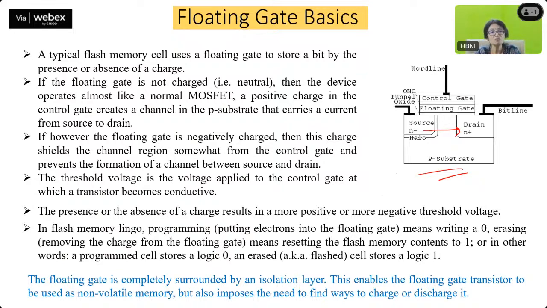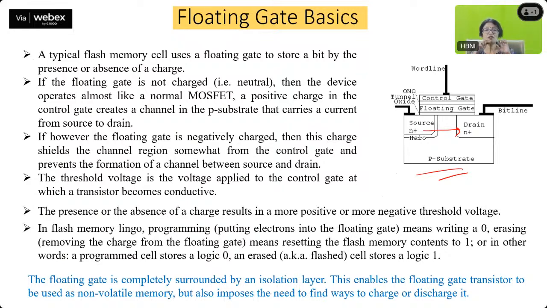In flash memory language, programming, that is putting electrons into the floating gate, means you are writing a 0. Erasing, or removing the charge from the floating gate, means you are resetting the flash memory contents to 1. So, altering the jargon of words which we are using, a programmed cell stores a logic 0, and an erased or flash cell stores a logic 1.